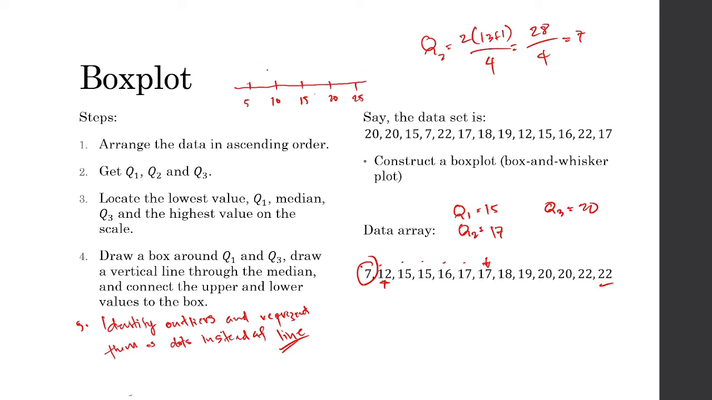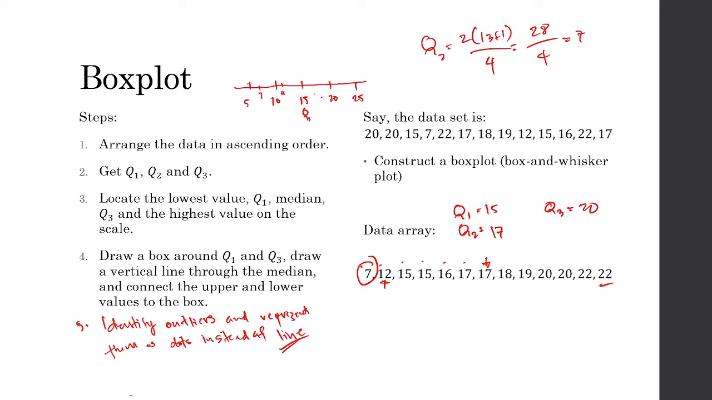So that's our x-axis. Then he says we just need to locate our lowest value. So our lowest value is here, 12. Okay? So this is 7, this is 12. Then Q1, which is 15. So lucky, it's here. This is our Q1.